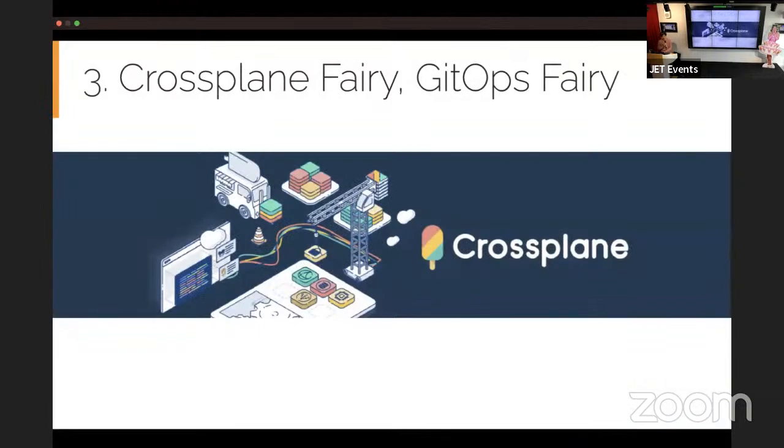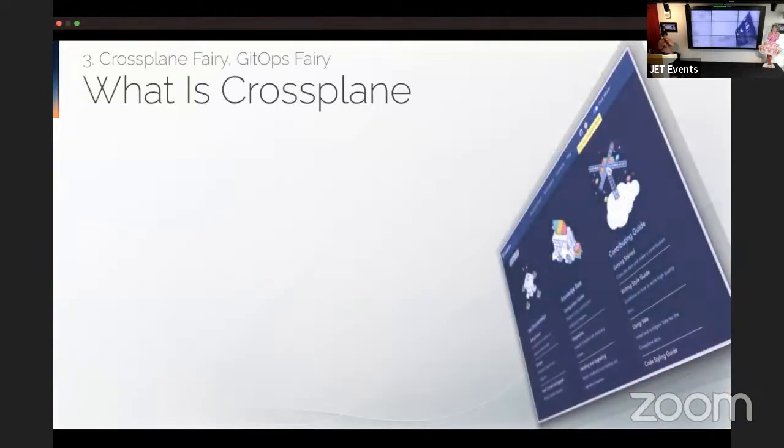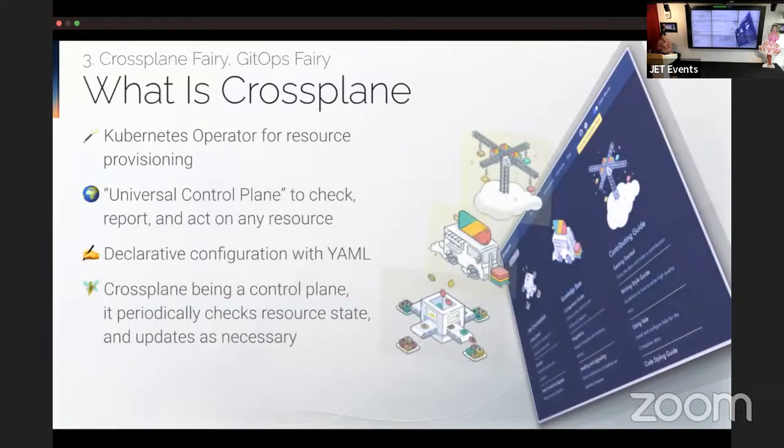So with that, I would like to go into Crossplane and also GitOps. So what is Crossplane? Crossplane is a Kubernetes operator for resource provisioning. In their own terms, Crossplane's official website has this term, universal control plane, and it's to check, report, and act on any resource.